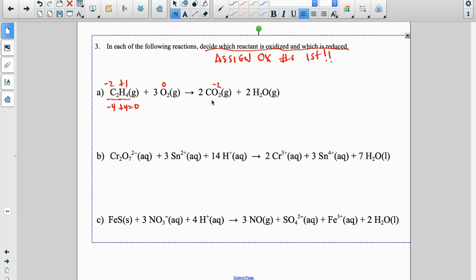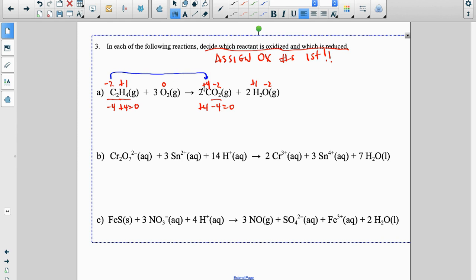Okay, we've assigned that. Let's go over to CO2. -2 for oxygen. That's a total charge of -4. Our overall compound is 0. This must be a +4, so our carbon here is +4. Here's water, oxygen -2, hydrogen +1. All right, so let's take a look. Let's figure out what is changing in oxidation number. So when I go here and look, my carbon is going from -2 to +4.